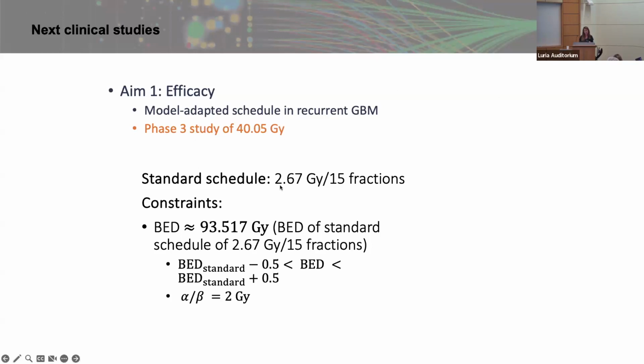And so the standard schedule here that we are going to compare to is 2.67 gray in 15 fractions. So this is now given over 3 weeks, 5 days a week, and then the same fractionation every day for the historical control, which gives us this constraint of BED equivalency of 93 gray that we can administer in this optimum schedule.